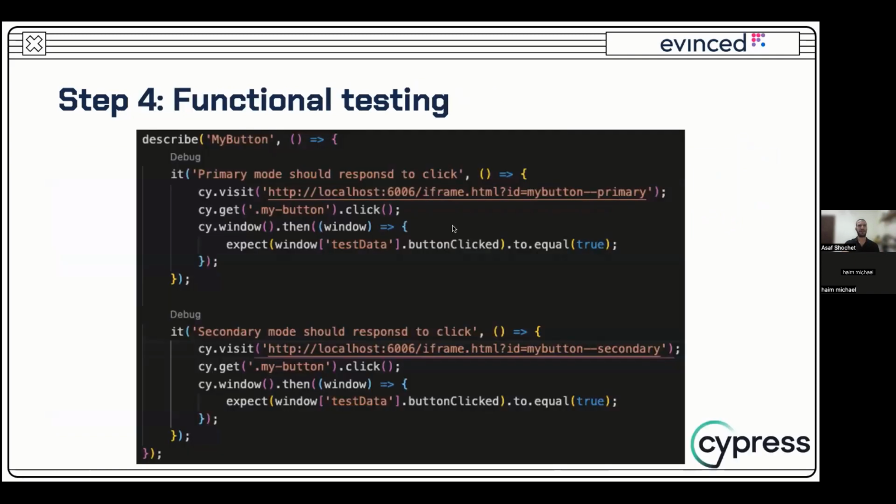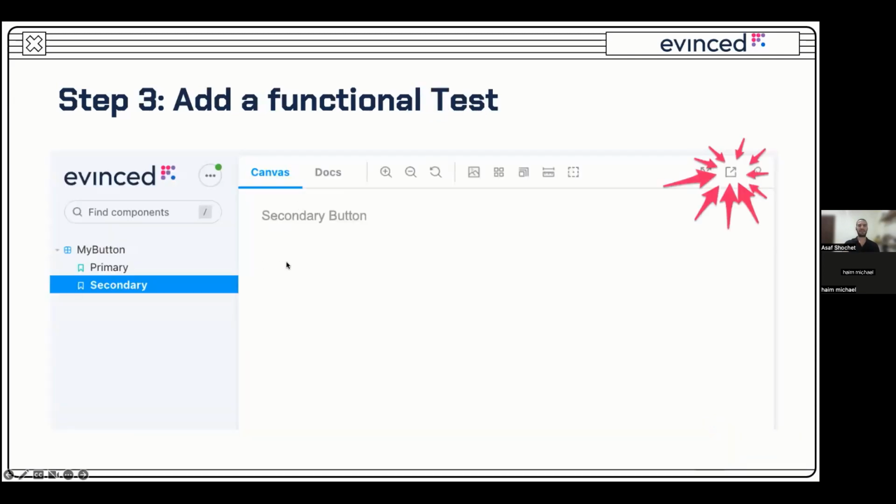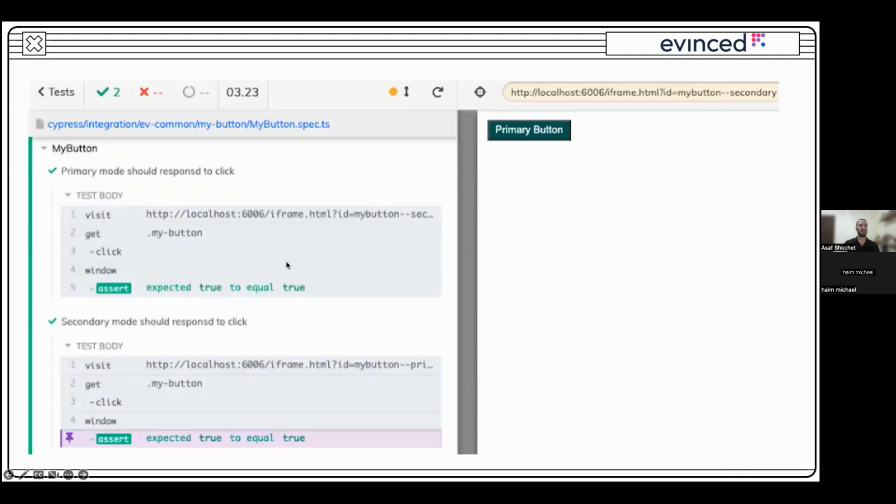So let's write some tests for it. So here's a test for primary and secondary button. The first test says that the primary one should respond to click, and we visit our primary button, we click on it, and we validate the click works. And we do the same for the secondary button. So now when we run the test, we can easily see that the tests pass, which is amazing. Green is a great color. I love green, especially in testing.